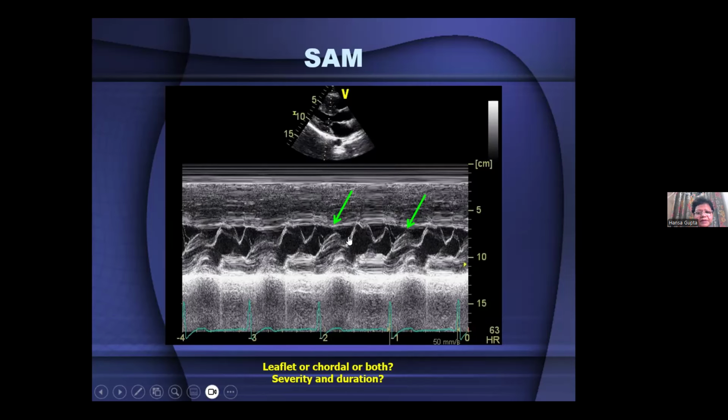See? And now this is moving forward in the systole. This was the diastole. See here? Now the systole has started. So this is the anterior movement. Now, when you measure this distance as 10 millimeter or 5 millimeter, you can grade the severity. Because the more severe the SAM, the more severe the LVOT obstruction, and the poorer the prognosis.